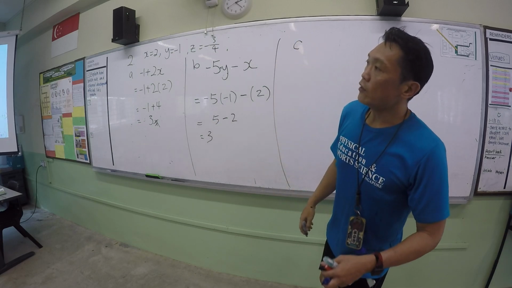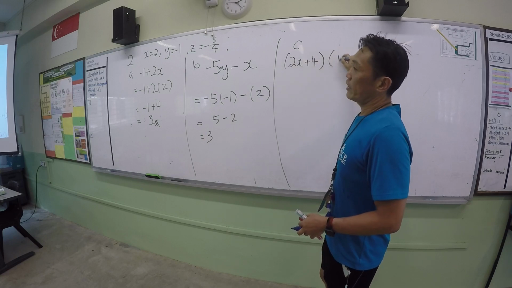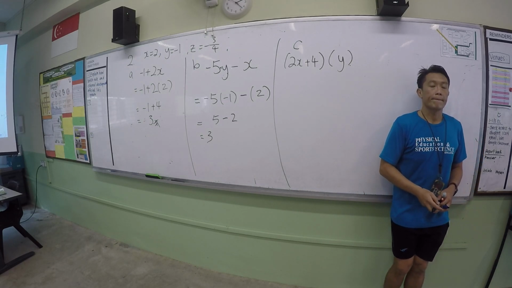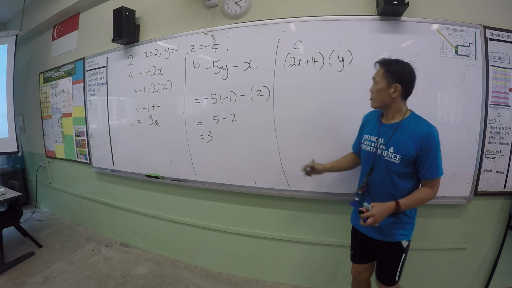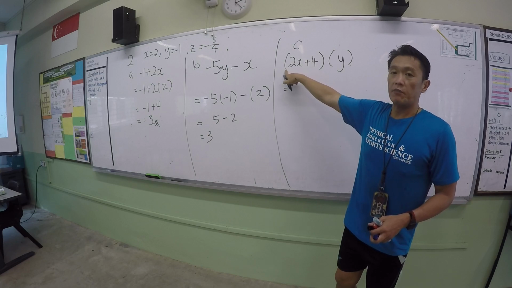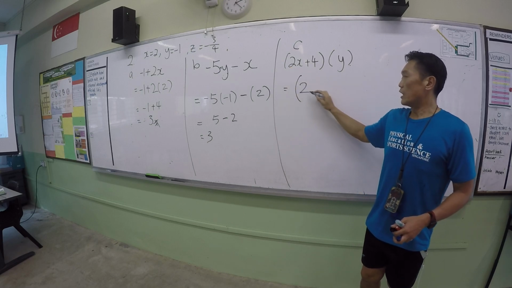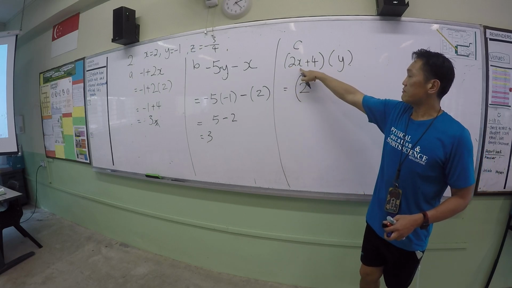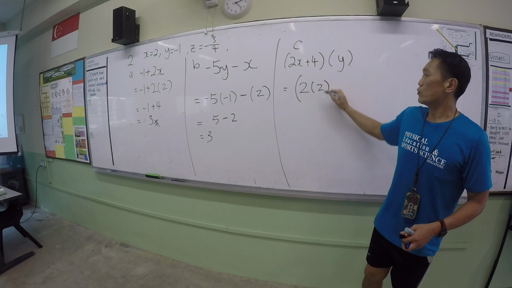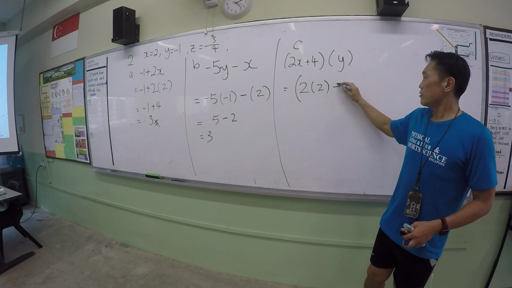C. 2x plus 4, bracket, z, bracket, y. Equals to, I am not substituting the bracket, so the bracket remains. I am not substituting 2, the 2 stays. I am substituting x, I replace it with a bracket. What is x? 2. I am not substituting plus, plus.